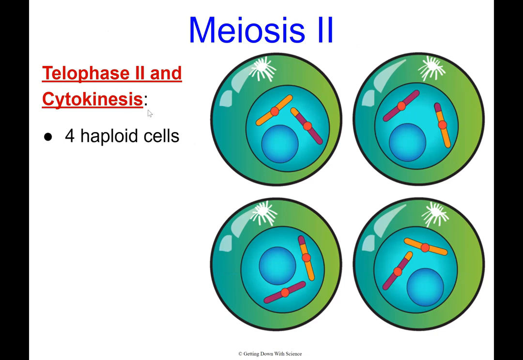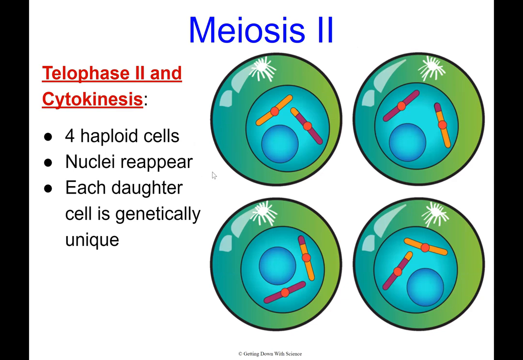And then telophase 2 and cytokinesis. We finished the nuclear division for telophase 2. We finished the cell division for cytokinesis, and we end up with 4 haploid cells. We got a nucleus reappeared in each. Each one is genetically unique. You can actually see on those pieces of chromosomes how each combination is slightly different.